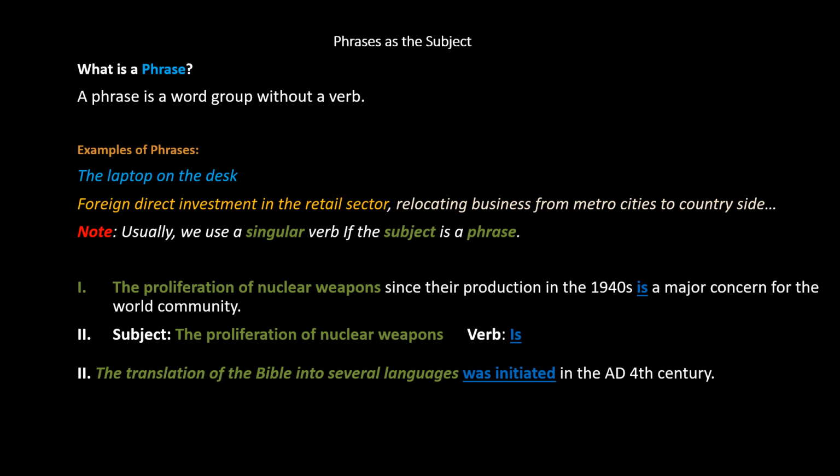You can notice that in both the sentences, the subject is a phrase and the verb is singular. Now let us see the clauses as the subjects. What is a clause? A clause is a word group with a verb. How is the clause different from the phrase? What is common between phrases and the clauses? Both phrases and clauses are word groups.